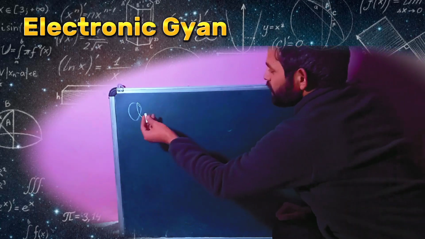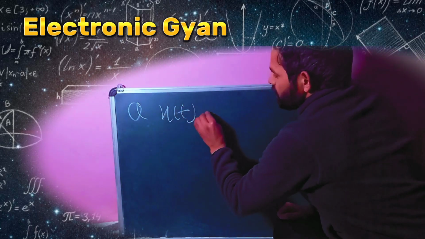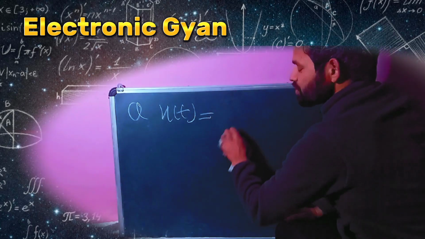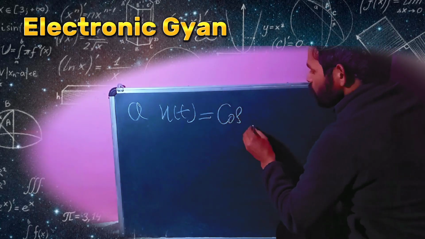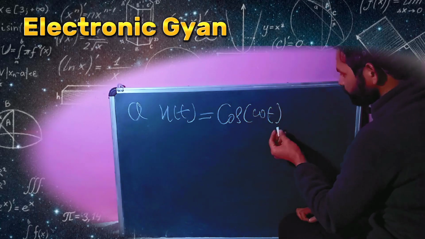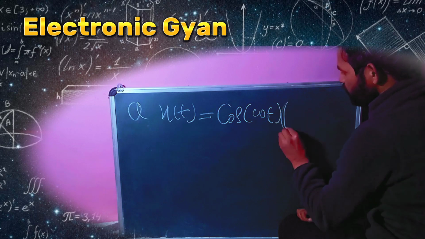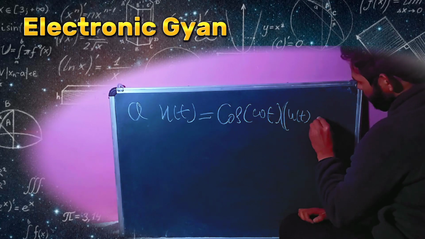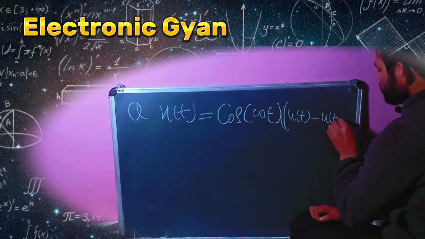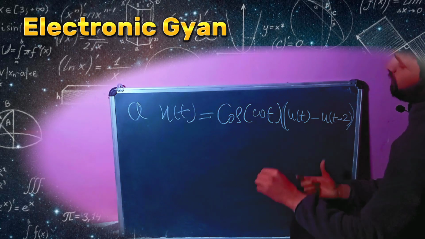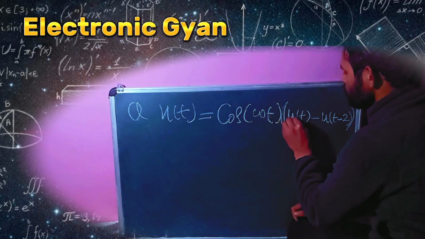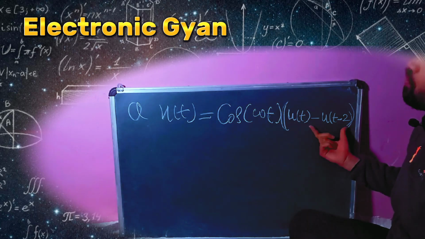I have one problem. x of t is a signal, let us take this as cos omega t into u of t minus u of t minus 2. So this is my signal. Okay, so this is cos omega t into u of t minus 2.